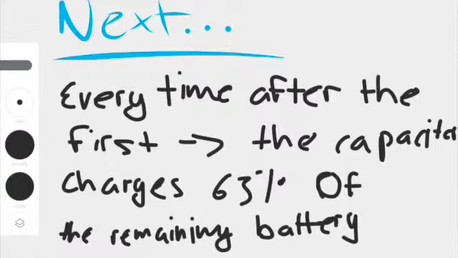Continuing off the concept I mentioned before about the 63% charge, now we have to think of what happens afterwards. After the first second that you charge the capacitor, the second second actually charges 63% of the remaining battery. So instead of charging the full battery in 2 seconds, it only charges 63% of what's remaining. And this follows for the third second and the fourth second, however many times it takes to charge the full capacitor.